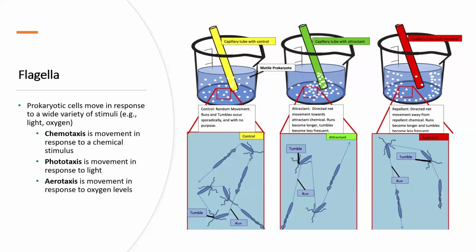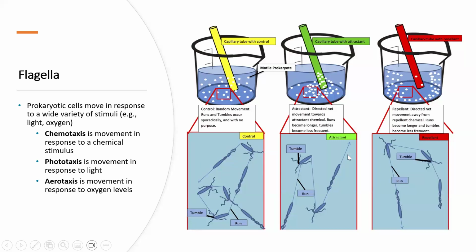In this image, we see a capillary tube inserted into water, and they're demonstrating how a control versus a stimulant versus a deterrent would act. We would expect that in the control, they're just going to run and tumble, and they're not really going anywhere in particular. They'll be dispersed fairly well throughout the solution, but they're not trying to move towards anything. They're just going to keep running and tumbling, and probably fairly often.